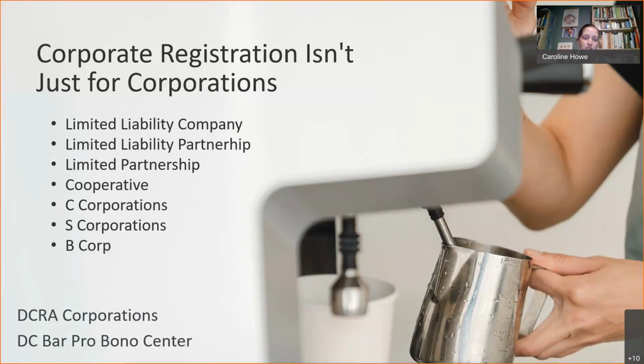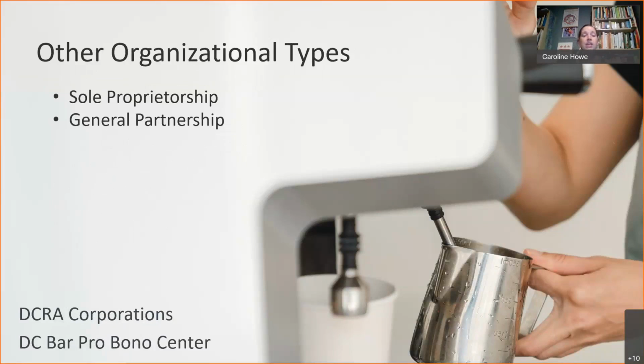So corporate registration, again, in that last step, if you are starting a business, you do need to register whether or not you're going to register as a corporation. So whether you want to register as a cooperative or a benefit corporation, a B Corp, a limited liability company or partnership, you do need to register your business with DCRA. And there are, of course, also sole proprietorships and general partnerships where the registration process is slightly different. But in terms of deciding the type of organizational fit that is best for you, DCRA corporations and the DC Bar Pro Bono Center are excellent resources.